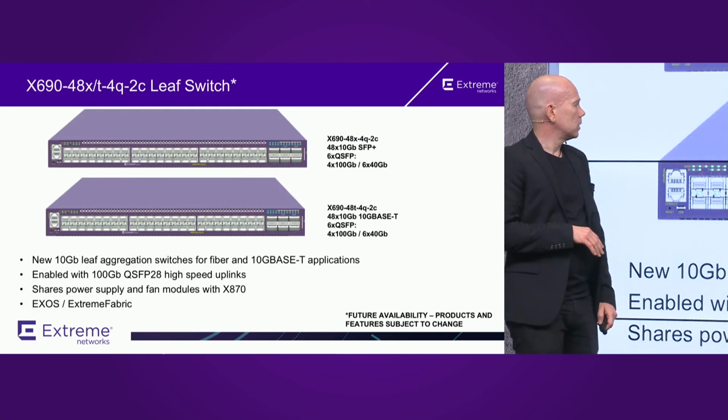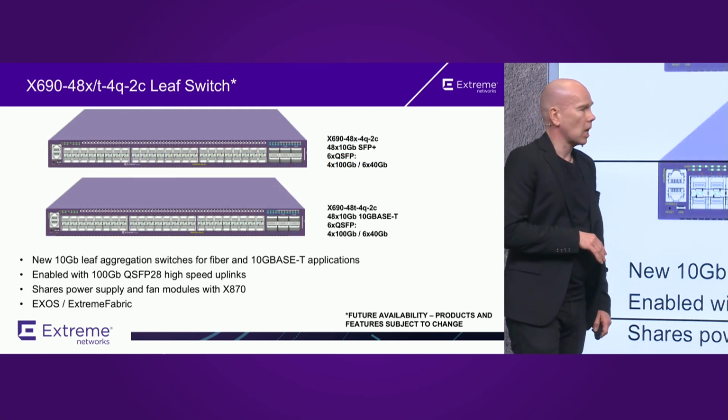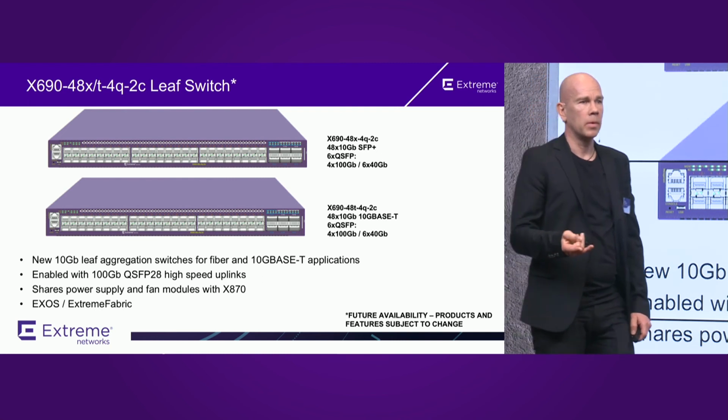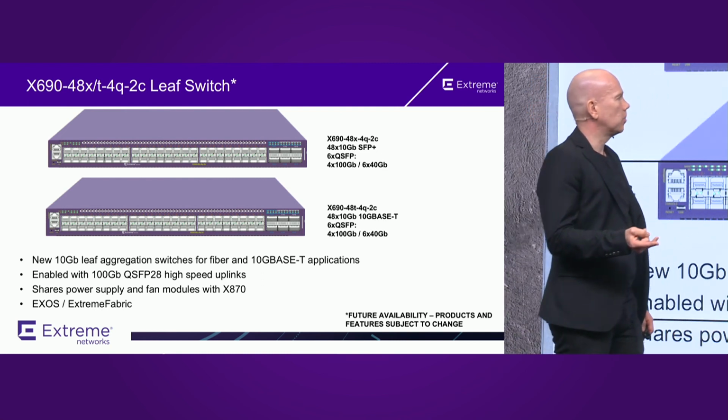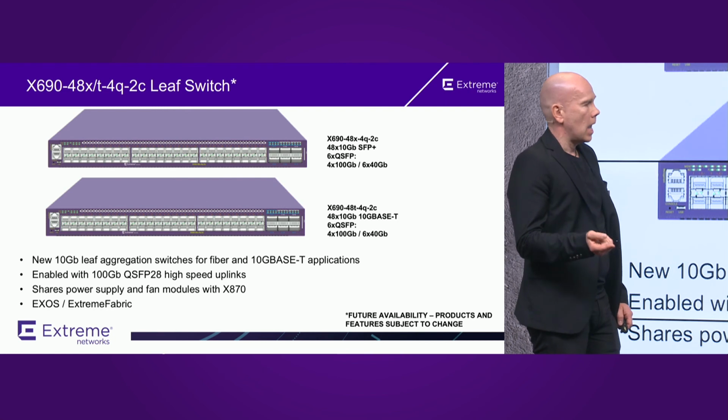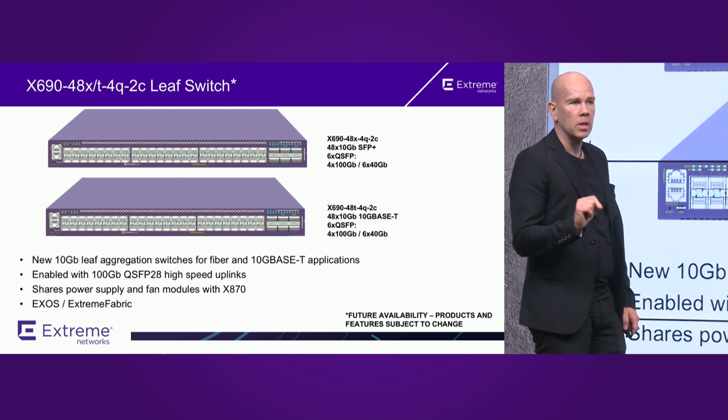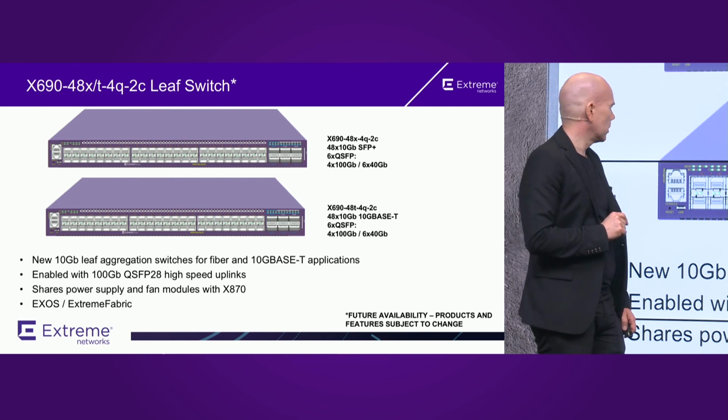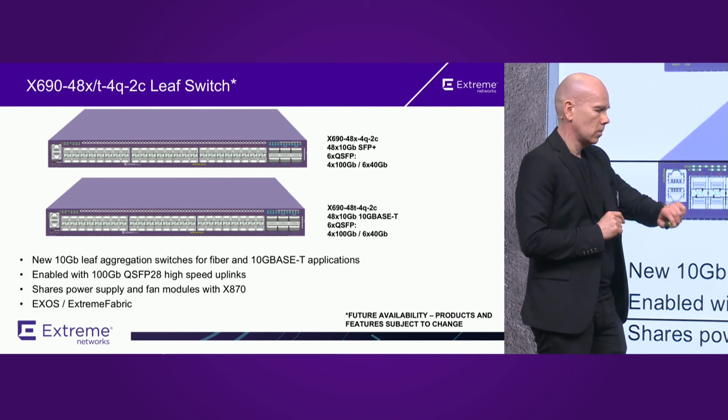Then we have the 690, which you basically have in 2 flavors, a copper and a fiber one. As you can see, it's 48 ports, 10 gig, and 6 times 40 or 4 times 100 gig being the uplinks. So this is a new switch coming late this summer. All right. That kind of concludes the ExtremeFabric presentation, some stuff around the spine leaf architecture.